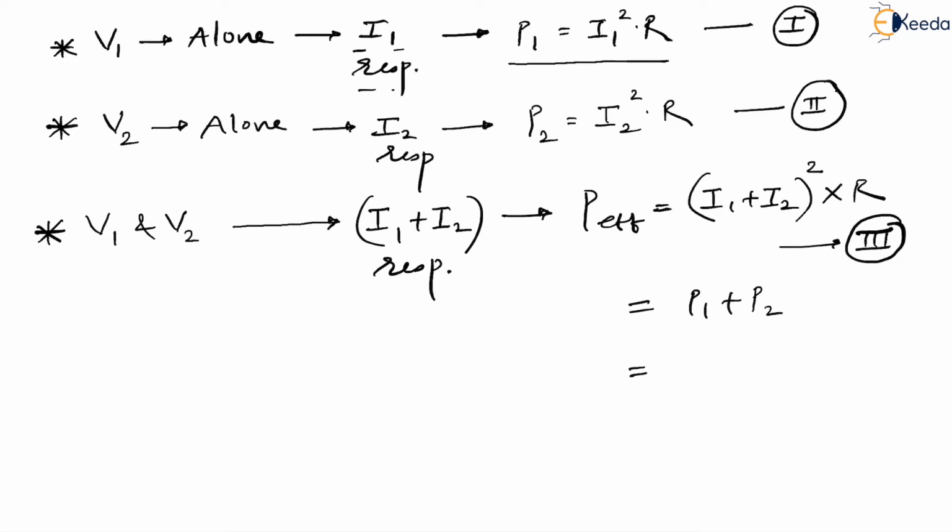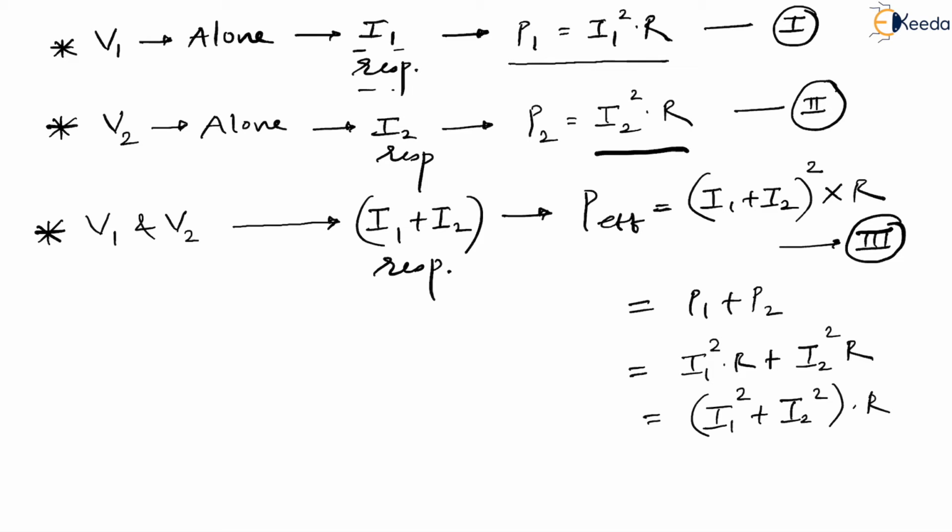Okay, let's have a check. What is the value of P1? Check it out. It is I1 square times R, plus what is the value of P2? Okay, it is I2 square R. What is the common between them? R. It is I1 square plus I2 square, whole multiplied by R.